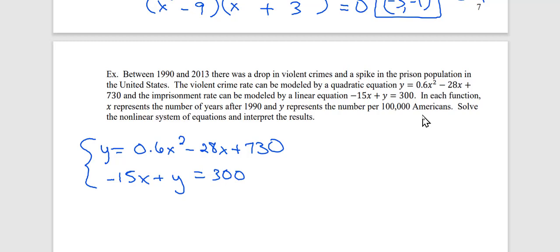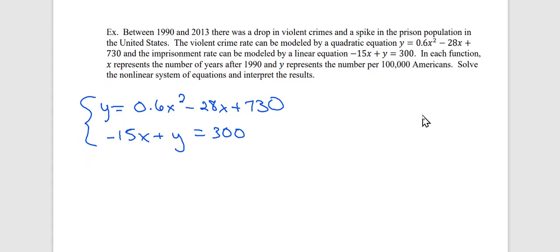In each function, x represents the number of years after 1990, and y represents the number per 100,000 Americans. Solve the nonlinear system of equations and interpret the results. I am pretty confident that you can solve this system. The important part to me is interpreting the results.